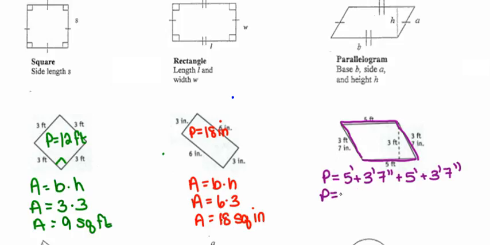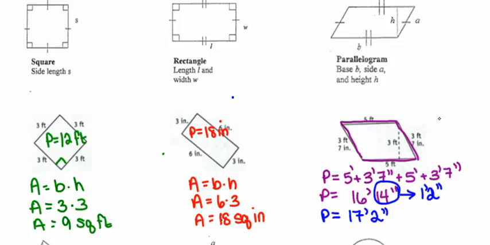So when I take and add the lengths of all the feet, I end up with 16 feet. When I add the inches together, 14 inches. However, that 14 inches is really 1 foot, 2 inches. So for the perimeter, I end up with 17 feet, 2 inches. That one was a little bit tricky.